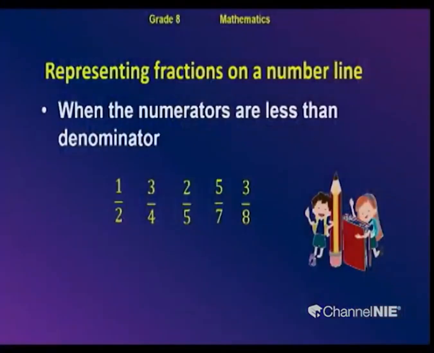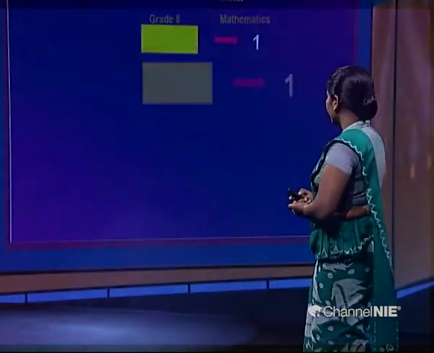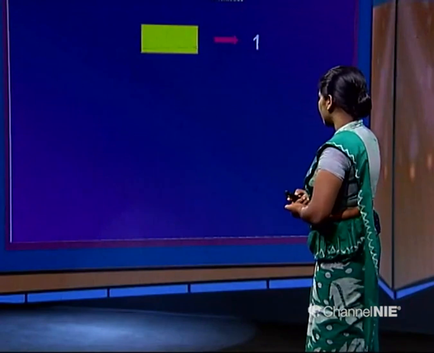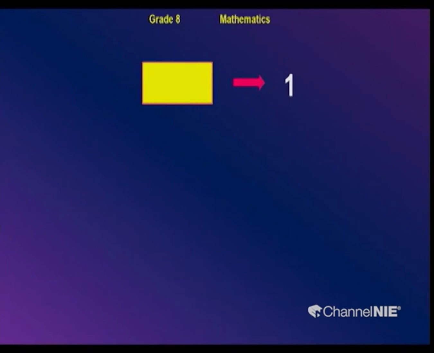When we consider this half, the numerator is equal to 1. The denominator is equal to 2. There are 5 fractions in this slide. Now we are going to represent fractions on a number line. Look at that. Now you can see a rectangle, a yellow color rectangle. Can you see? Yes, this rectangle represents number 1.